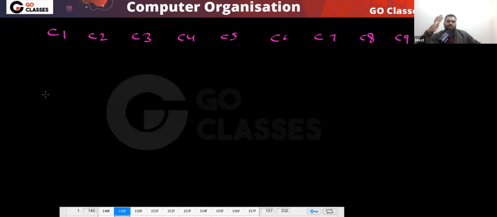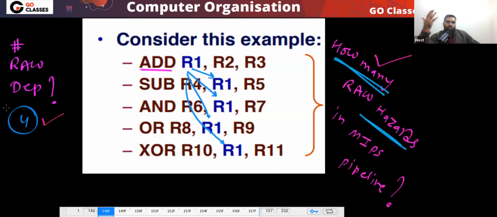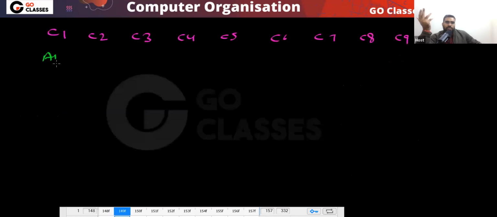How to check? What should I do to check if something is a hazard or not? I know there are 4 RAW dependencies in total. How to check if they are hazards or not? Normal execution: add, subtraction, and, or, XOR. So you know that add, subtraction, and, or, XOR. For the add also, you do normal execution. Just do the add, subtraction, and just flow through the XOR.